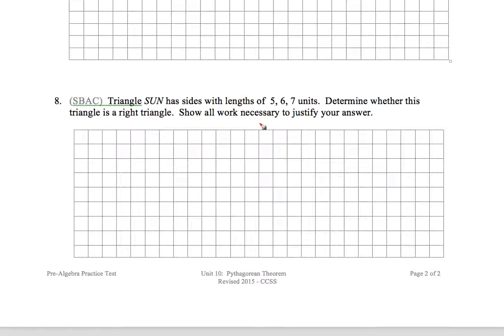Okay, number 8. Triangle SUN has side lengths of 5, 6, and 7 units. Determine whether it's a right triangle. Show all of your work. Okay, so let me draw a line here. Let's use our little grid marks here. So one side is 5.